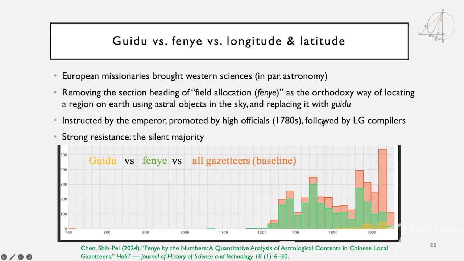So this is what the scholarship used to believe, that they see many vivid examples of gazetteers saying that they follow this, and they also give a whole argument of why field allocation should be replaced by longitude and latitude. So this is what the scholarship used to believe. But what we did in LoGaRT is that we ran a section heading search. In our database, we are able to search only for section headings. And then we drew a temporal chart. And then you can see the 纬度, the replacement. That is the yellow part.